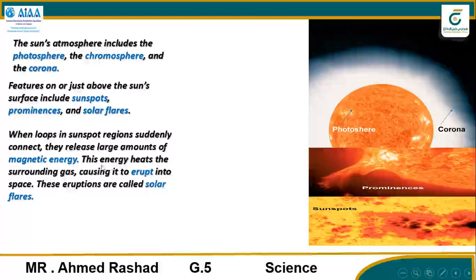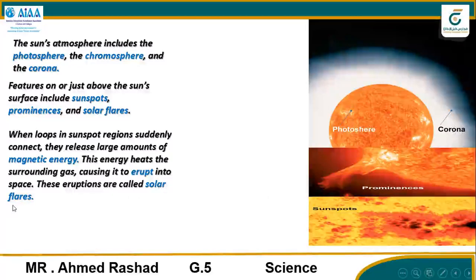This energy heats the surrounding gases and causes them to erupt. What's the meaning of erupt? Erupt means exploding, a big explosion happening above the surface of the Sun into space over a large distance of kilometers. These eruptions are called solar flares.